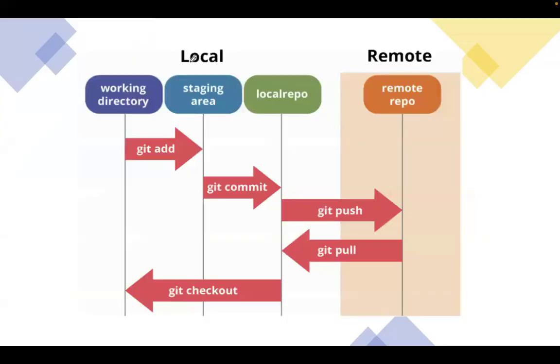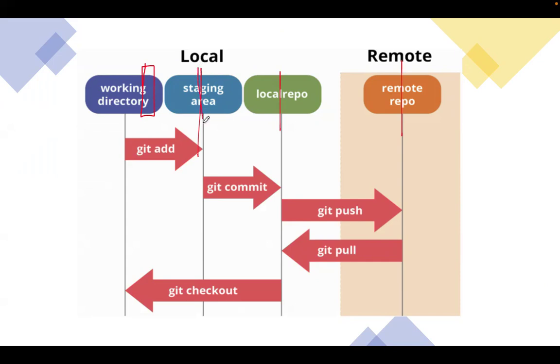If you look at this one, you can clearly understand. There are three areas: in your local, staging and local, and in your remote, it is remote. So overall, there are only three stages. Your working directory can also be considered as one stage, but it is nothing but your working place or your working location or directory.